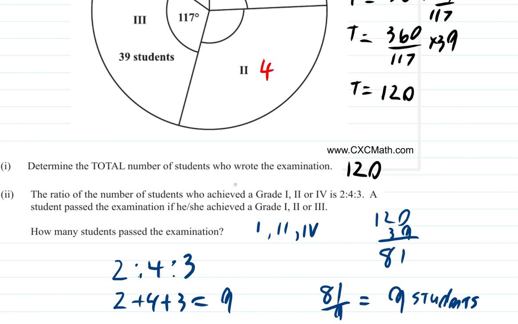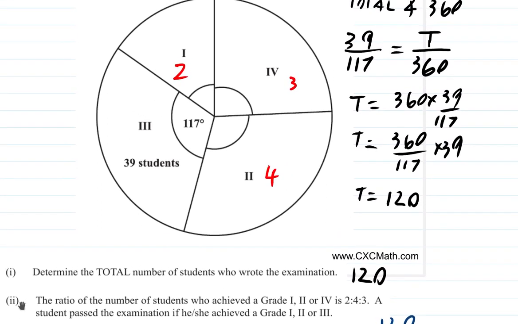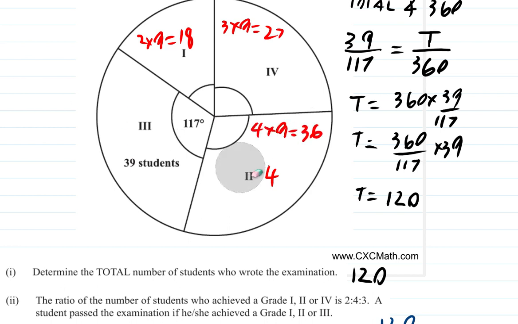So here now, 9 students per part would mean the number of students here would be 2 times 9 equals 18. Number of students here would be 3 times 9, which is 27. And number of students here would be 4 times 9, which is 36. Alright.